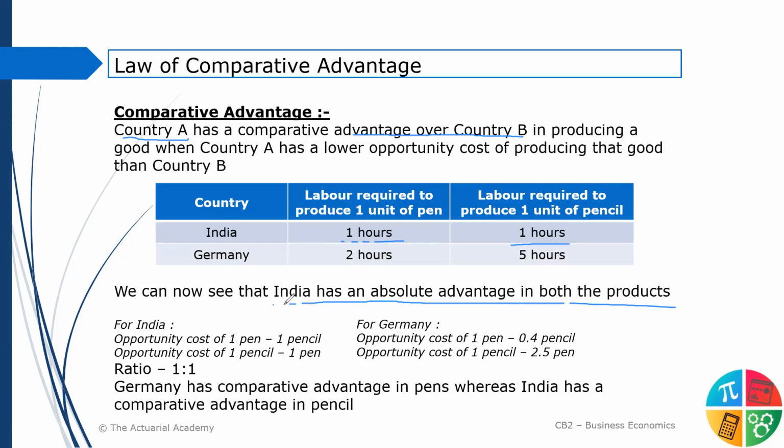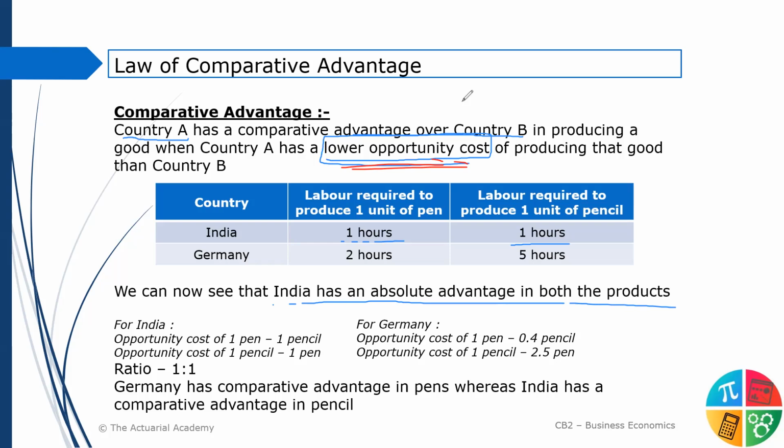What does it mean? In both products, India can produce a much larger output compared to Germany. But now we would be looking from opportunity cost terms. This is the main important term here, and it is the first difference between comparative advantage and absolute advantage. So what does opportunity cost mean? We saw in chapter one that opportunity cost is the cost foregone by choosing one selection.